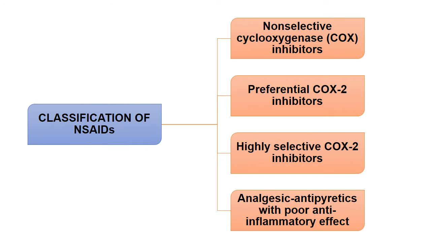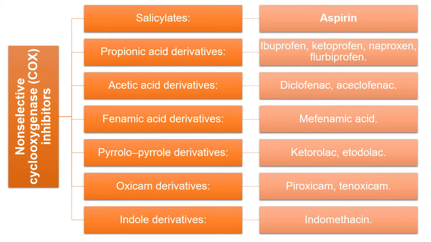These agents are classified in 4 broad categories: non-selective cyclooxygenase enzyme inhibitors, preferential COX-2 inhibitors, highly selective COX-2 inhibitors, and analgesic antipyretics with poor anti-inflammatory effect. Non-selective enzyme inhibitors are further listed as: propionic acid derivatives, acetic acid derivatives, fenamic acid derivatives, pyrrolopyrrole derivatives, oxicam derivatives and indole derivatives.